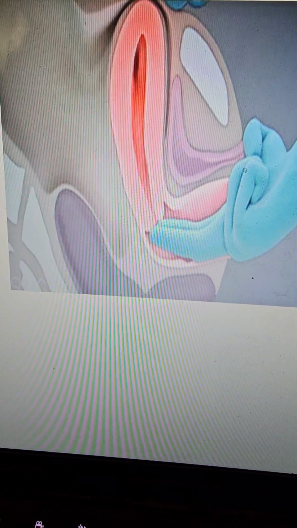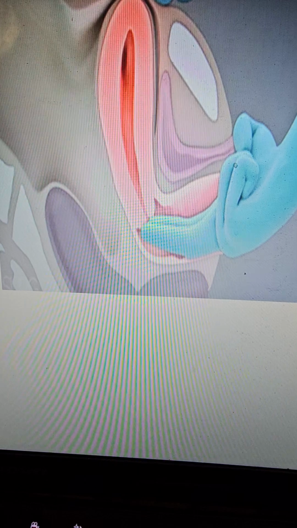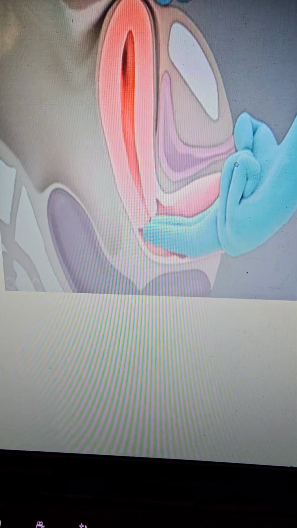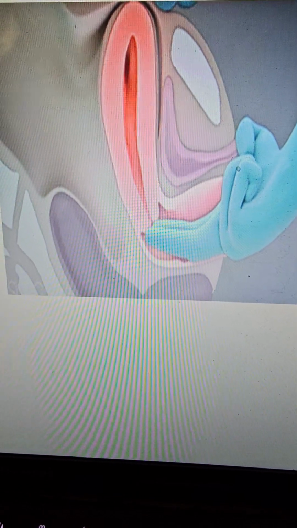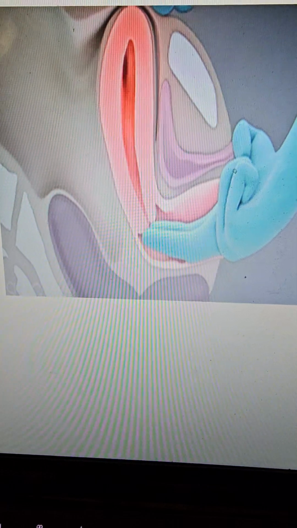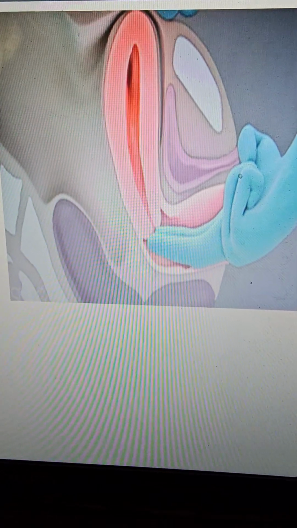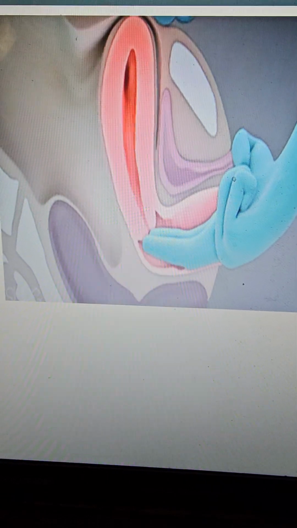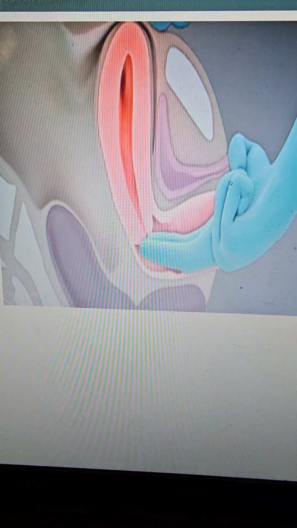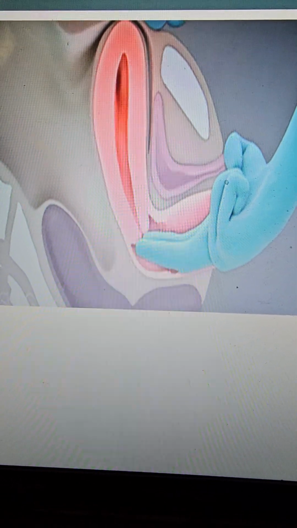Then rotate the two fingers 180 degrees to palpate the posterior vaginal wall for any mass or ulcer, or any mass related to the structures related to the posterior vaginal wall, like the rectum. Ask the patient to hold on your fingers to test the levator ani tone.